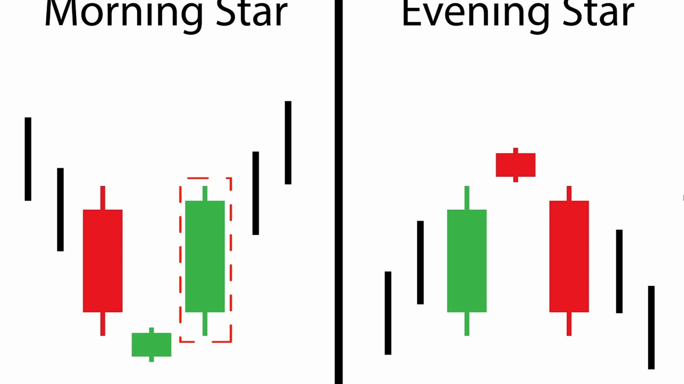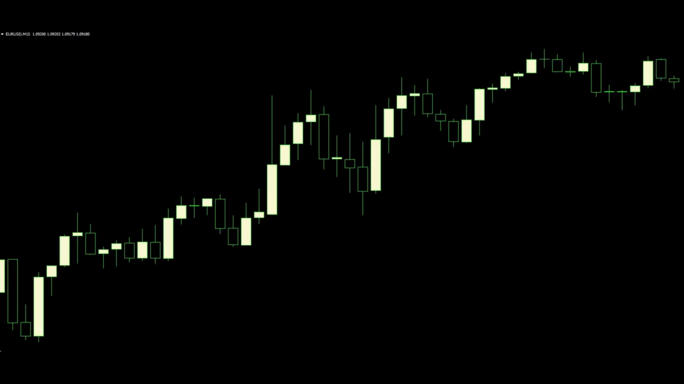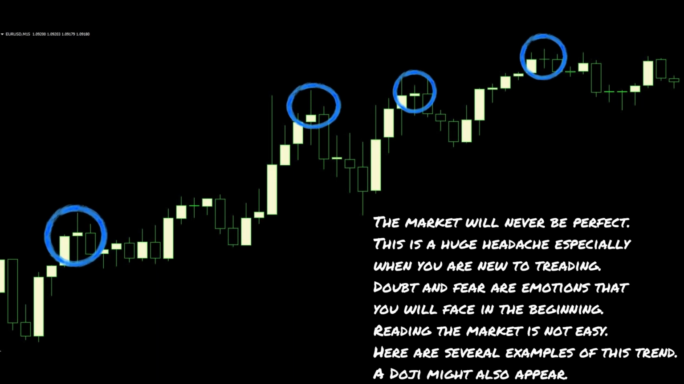Now keep notes. Evening and morning star are more powerful when the market shoots up or down very fast. 90% of the time when the market spikes at an abnormal rate, it will most likely return to normal prices again.